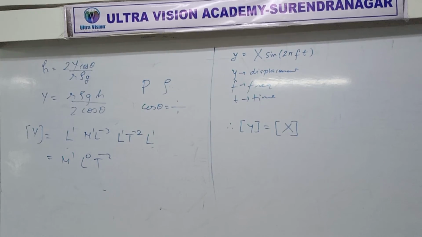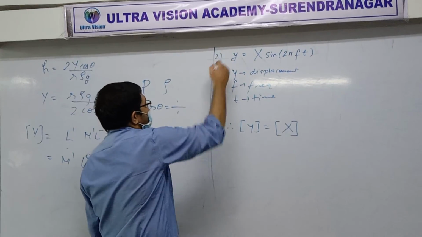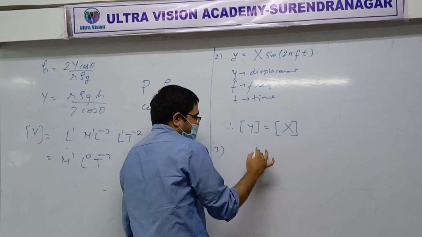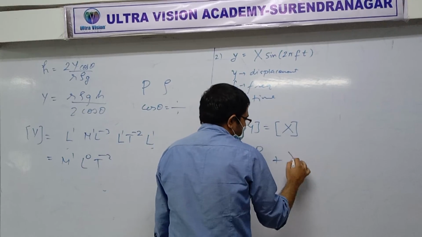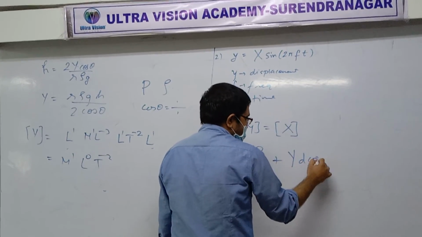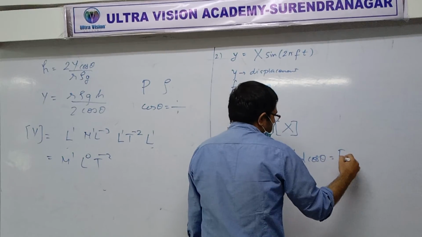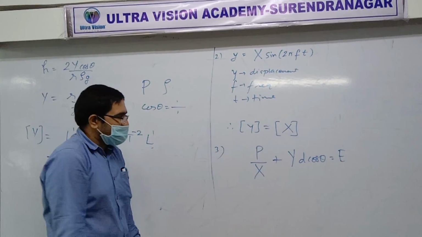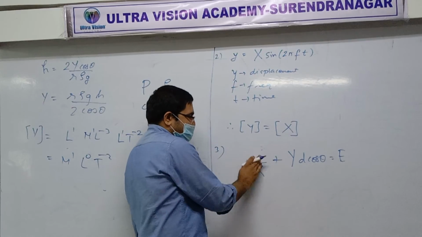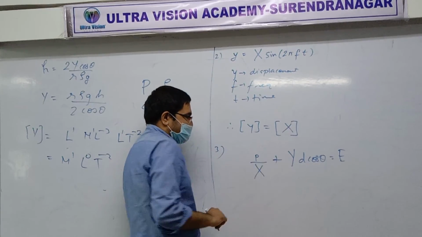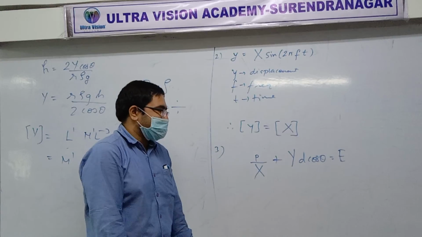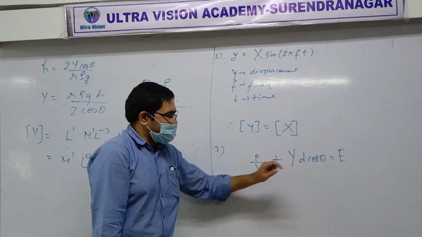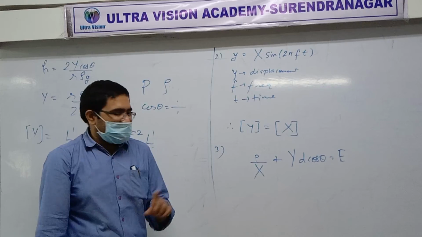Okay. Now number 3. What's given? Capital P by x plus y d cos theta is equal to E. Now are we given information? P is momentum, d is distance, E is energy. We want to find this here.